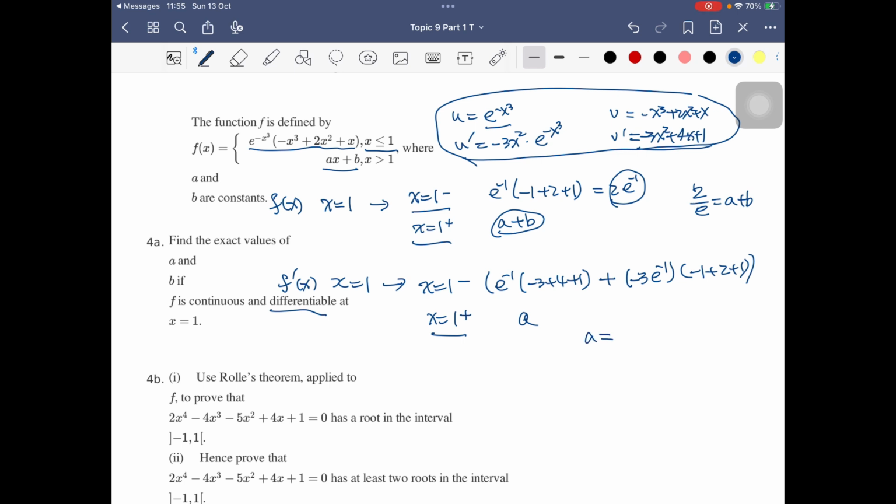So a equals 2 over e minus 6 over e, so negative 4 over e. In that case, b should be 6 over e. So we found a and b.